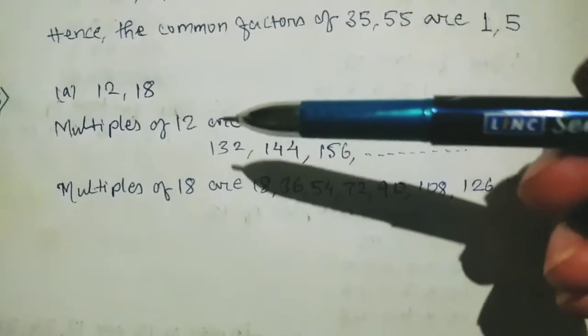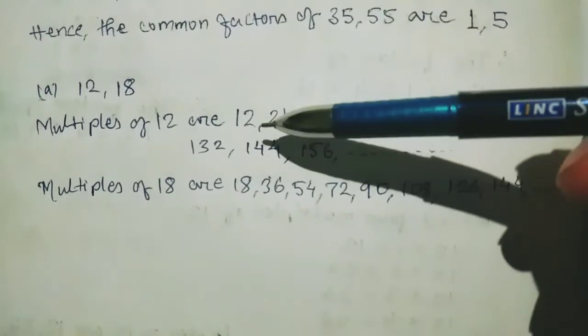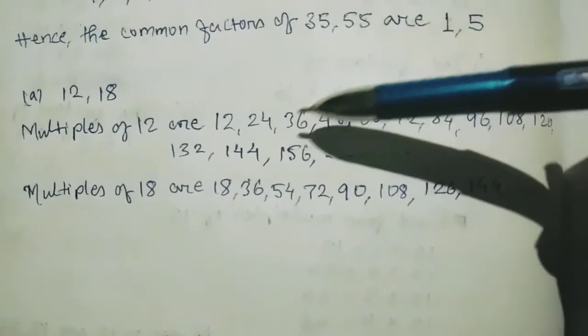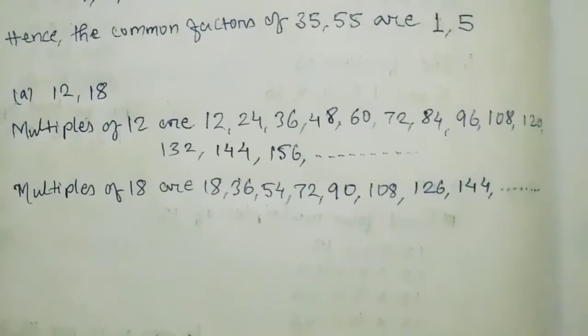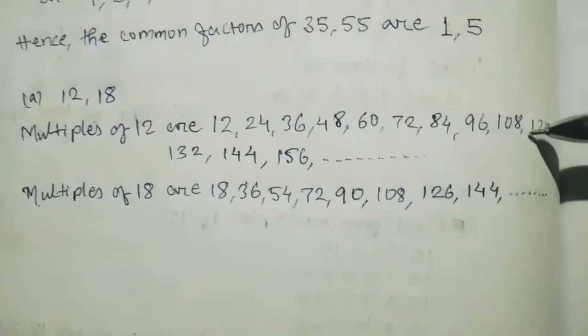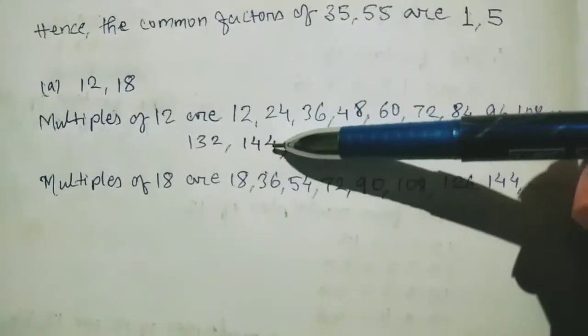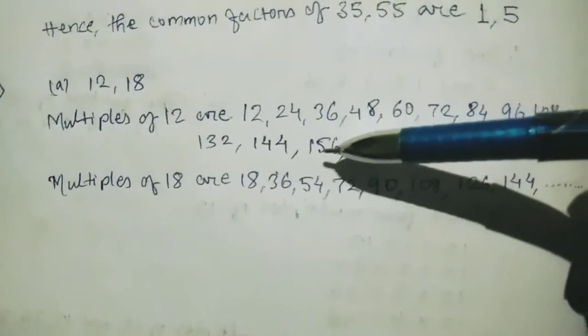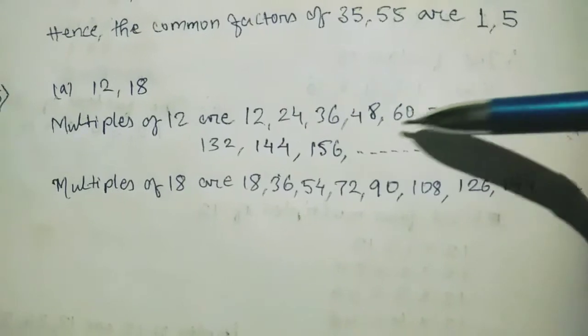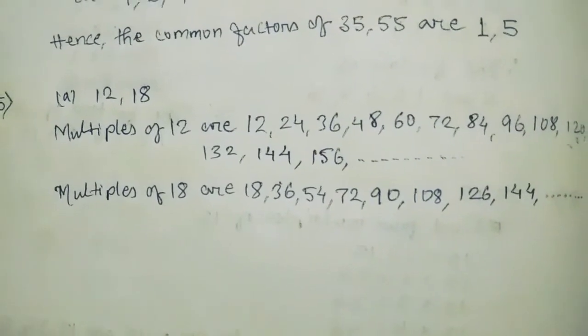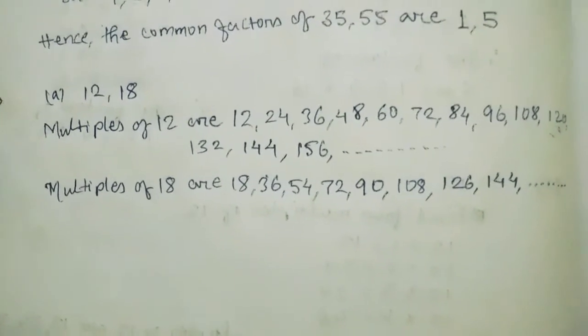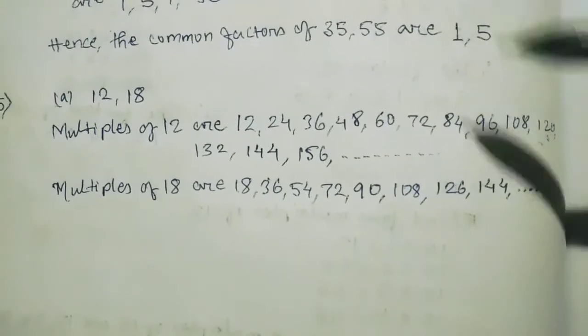Okay, so let's write the multiplication table more. Okay students, you can see now I have written the multiplication table of 12, up to 12 10 is 120. After that I have written 12 11 is 132, 12 12 is 144, 12 13 is 156. That means you have to write the multiplication table quite long, sometimes more than 10 times.